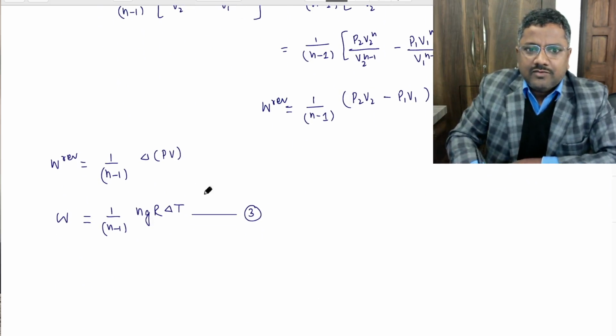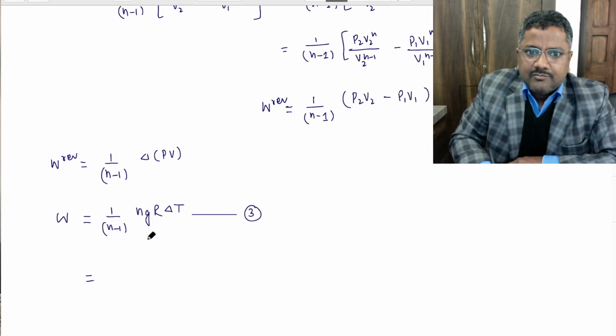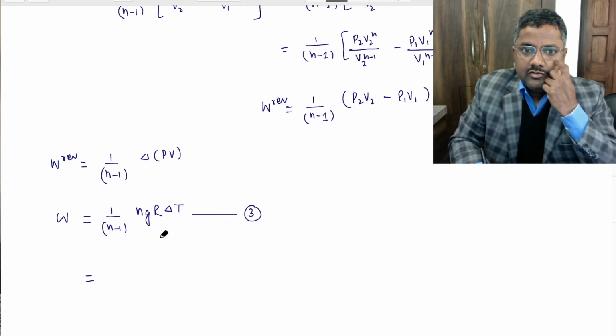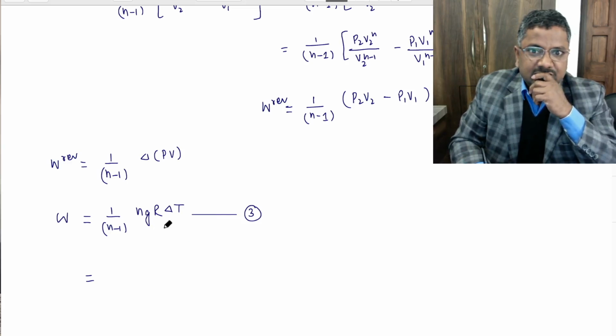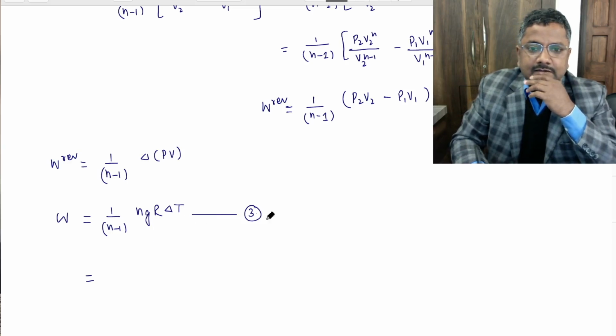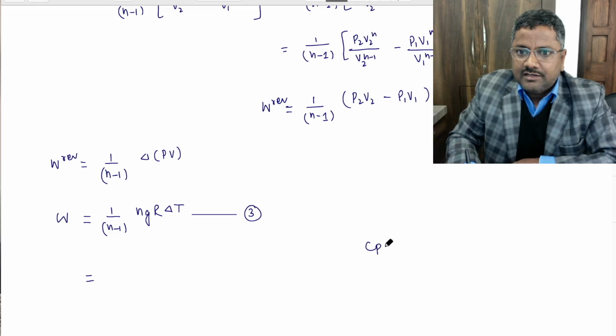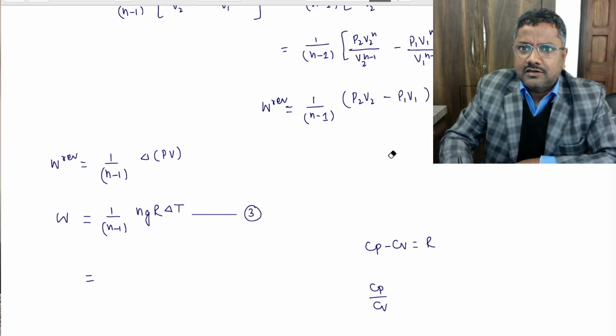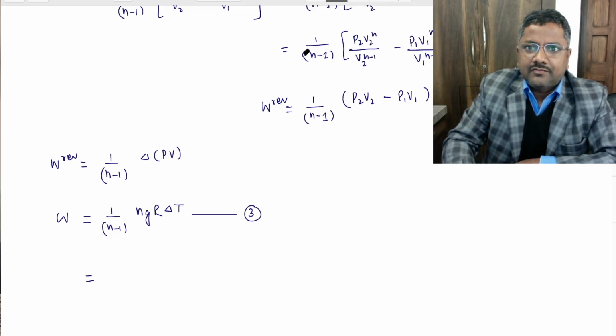Now you can modify this formula more, that in place of R you can write Cv. Cp minus Cv is equal to R. So we can write Cp by Cv. Okay, not required to change this. Don't do that. So you have two different formulas for the calculation of work here.